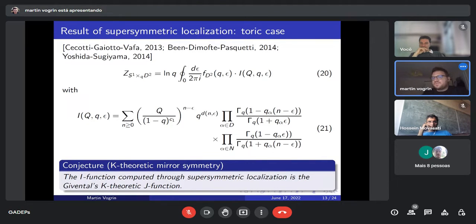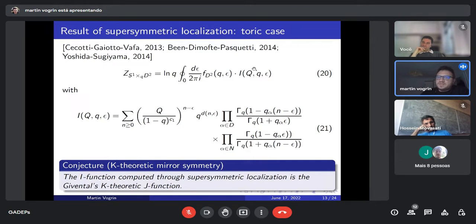D2 times S1 partition function has this small parameter Q, which tells you, because if you have an S1, you can always glue it in different ways. So you can twist it a little bit. So this is the twisting parameter. It's an integral, a contour integral around zero of two parts. The first part is the boundary part. This is often called the form factor, and the other part is I.